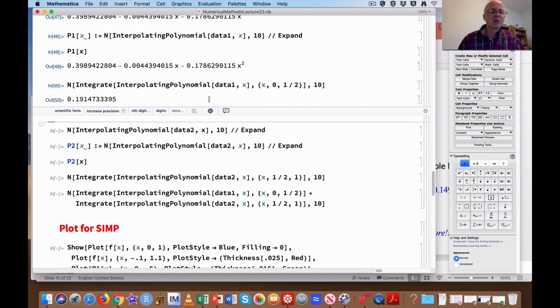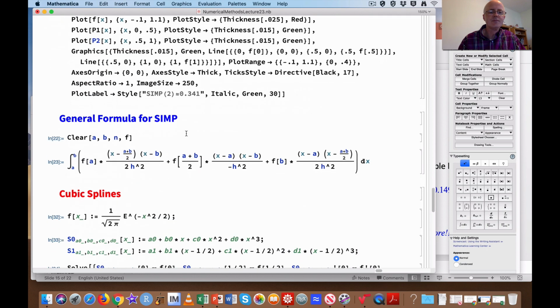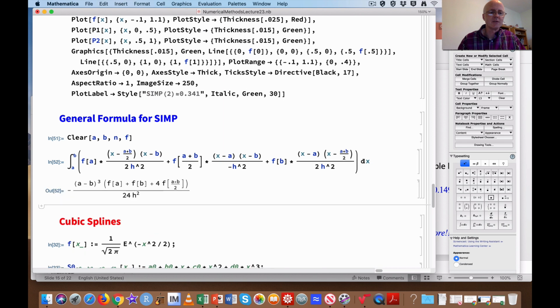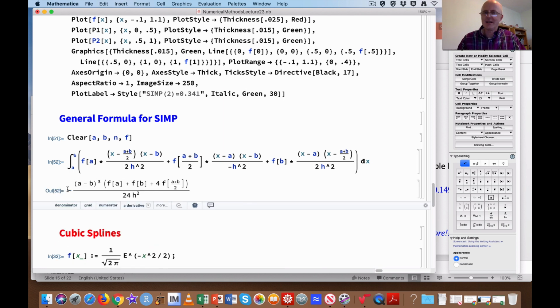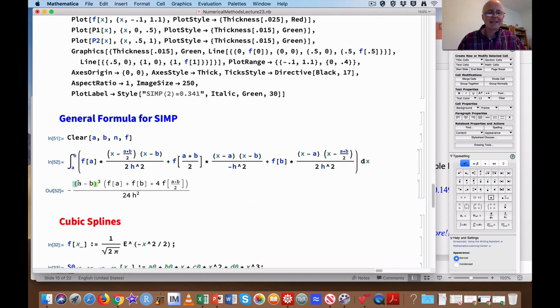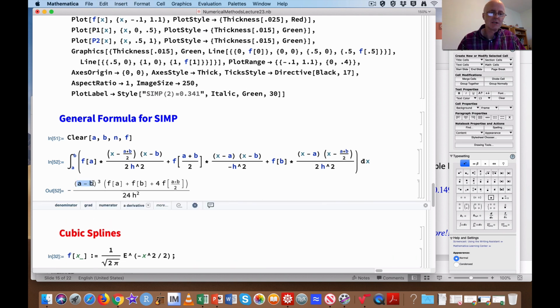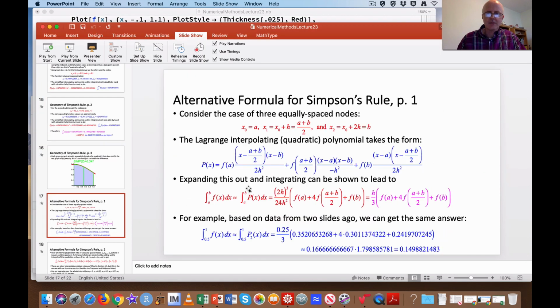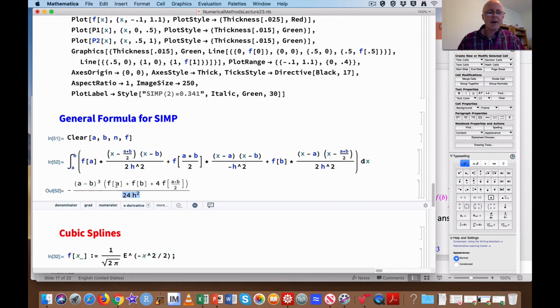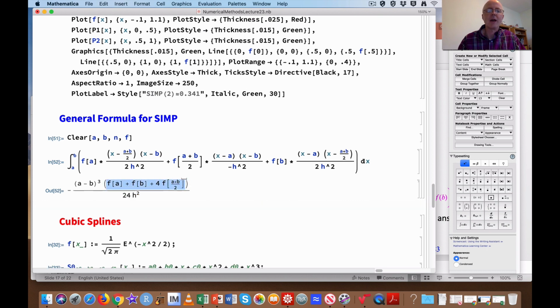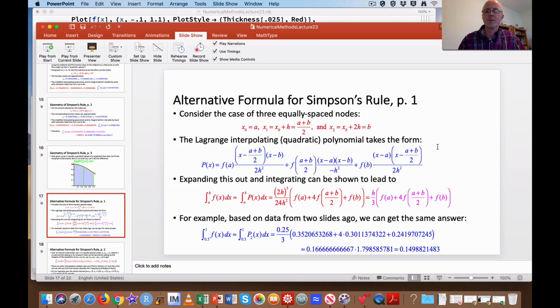Mathematica can do the algebra to simplify this integral. It puts a negative sign in there for some reason, but you can get rid of that negative sign by realizing that a minus b is really negative 2h. And since you're cubing it, you can get rid of the negative sign and write this as 2h quantity cubed. And that's what I have. Right here, you see a 2h quantity cubed over 24h squared, and here you see the f of a plus 4 times f of the midpoint plus f of b, which is what you see here. So you get this funny 4 in here, is kind of the point.